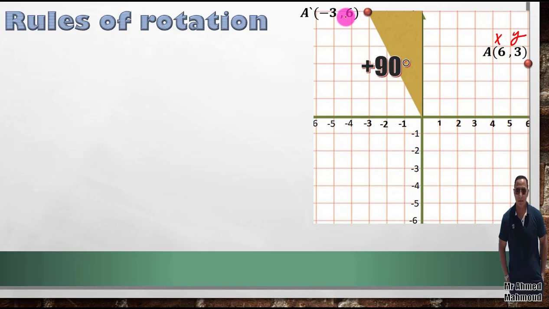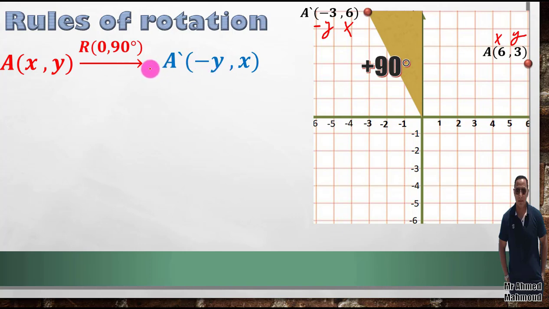Here negative 3 was the y coordinate, and it changed from 3 to negative 3. So here this is negative y. And 6 was the x coordinate, so this is x. Finally, this is the rule of the rotation 90 degrees. If I have a point x and y, and rotate this point around O, the origin, with 90 degrees, it will be negative y and x. The first rule: x and y rotated 90 degrees will be negative y and x.